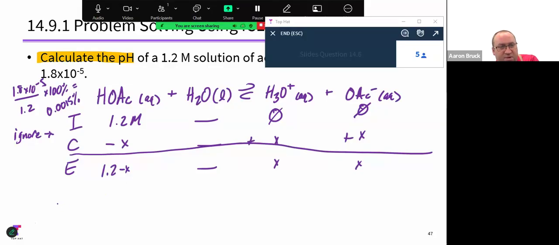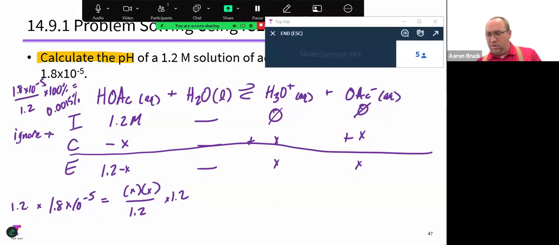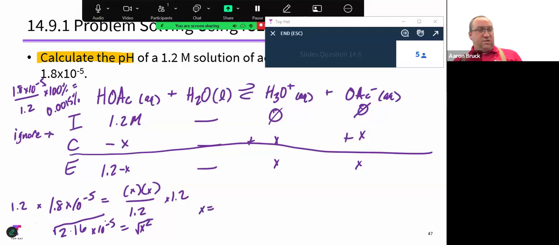And so setting up our equilibrium expression now, 1.8 times 10 to the negative fifth is equal to x times x over 1.2. Multiplying each side by 1.2, 1.2 times 1.8 times 10 to the negative fifth gives us 2.16 times 10 to the negative fifth. x times x is x squared. Take the square root of both sides. We get x is equal to, to two significant figures, 4.6 times 10 to the negative third molar.